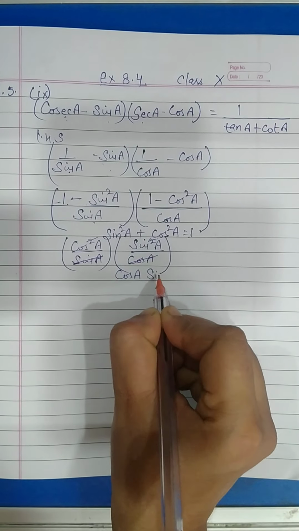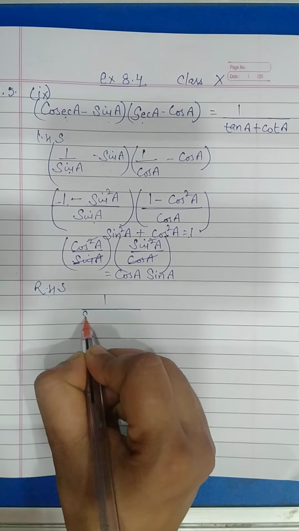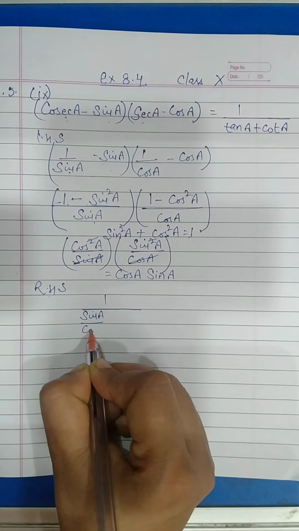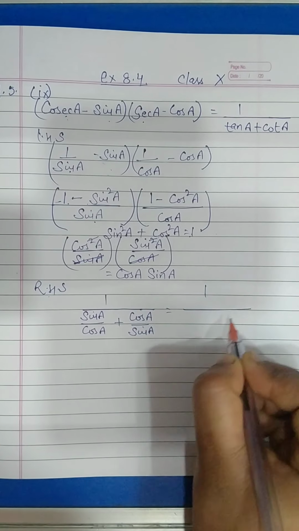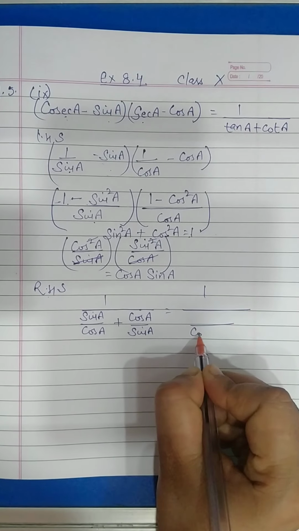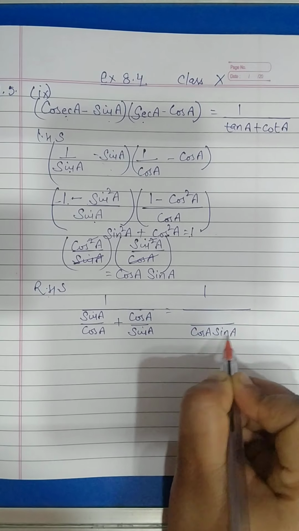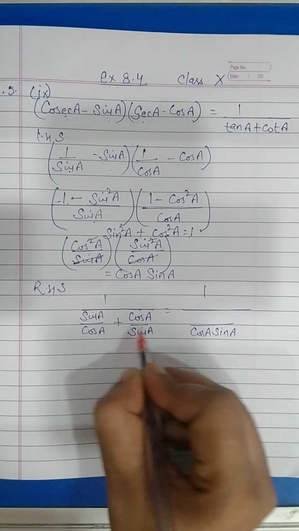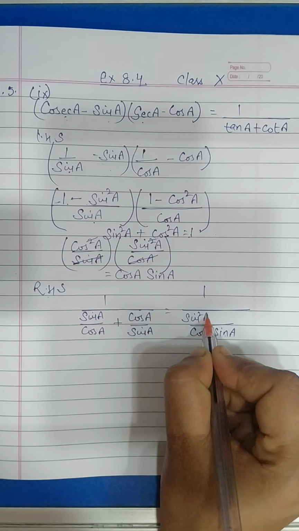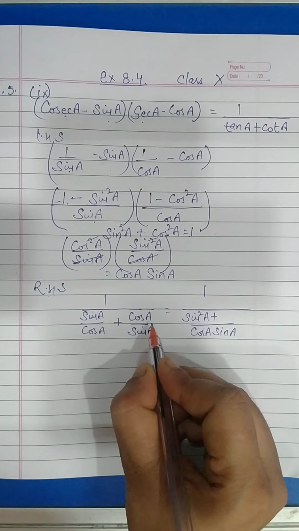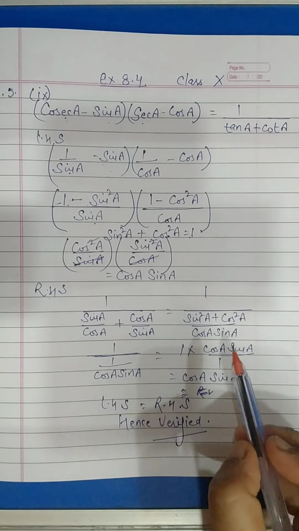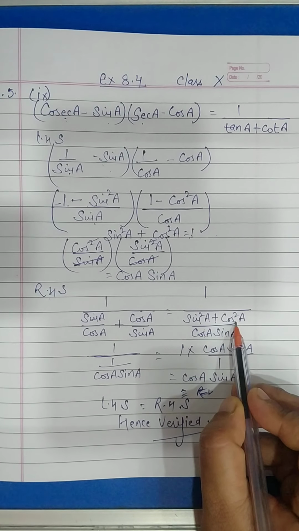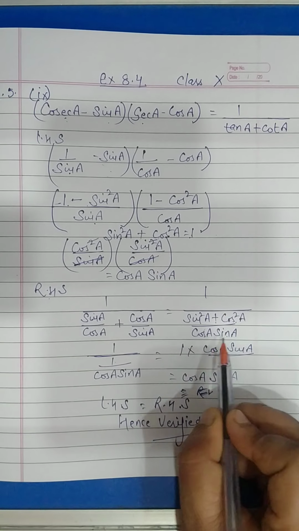In the right hand side here it's 1 upon tan. Now what is tan? Tan means sine upon cos. And second is cot. Cot is cos upon sine. 1 upon, take LCM, cos sine. Cos cancel, sine A is left, multiply by sine A, it's sine square A. Plus sine will be cancelled, cos multiply by cos, it's cos square A. Now what is sine square plus cos square A? That is 1. 1 upon cos A sine A.